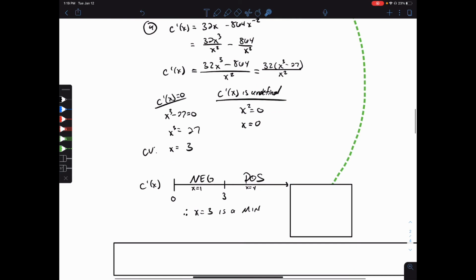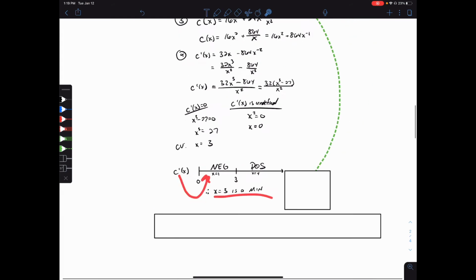Here's what we know. If the derivative is negative on the left of a critical value and positive on the right, that means that there is going to be a minimum. So this is only one critical value. Could have been a max, could have been a min. Apparently it's a minimum.